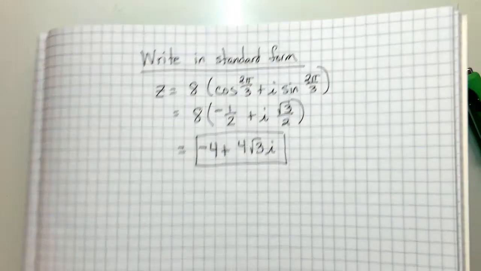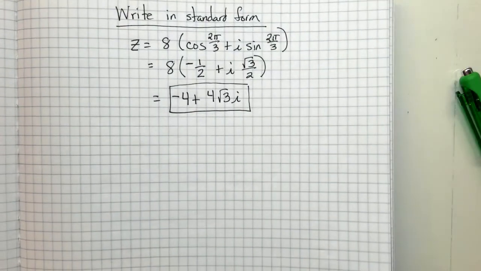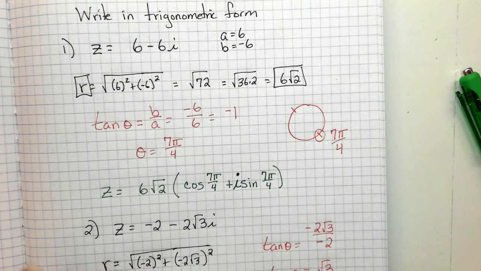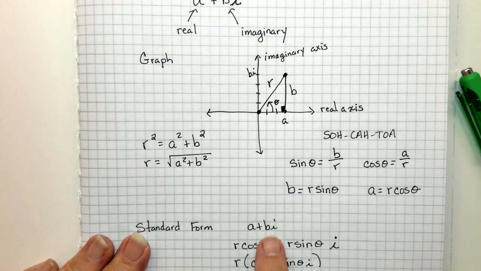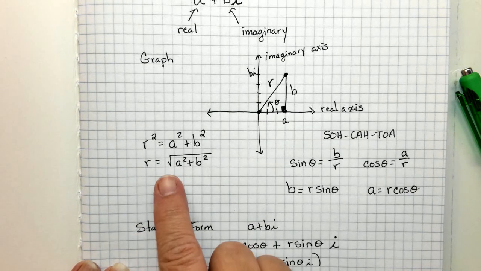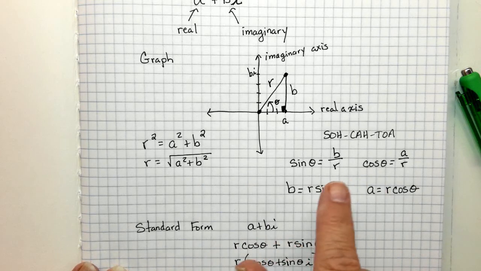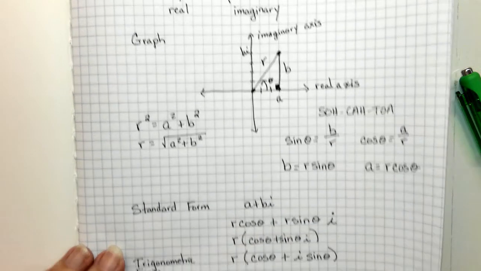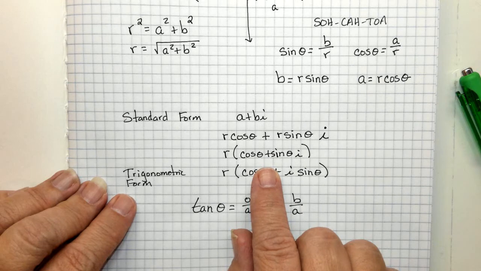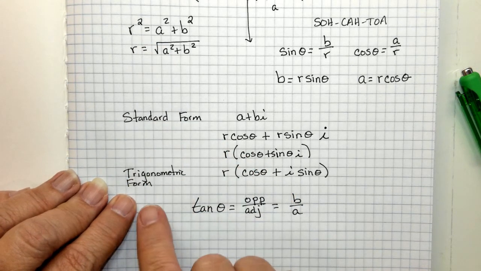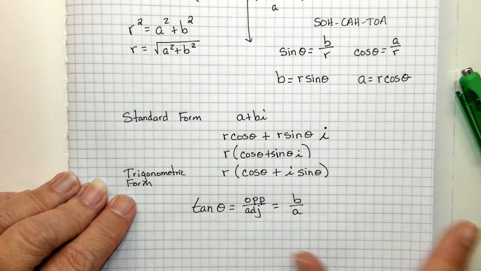Okay, so let's just review what we have done. We have identified these new values, r and theta. And so we're going to be graphing in terms of r and theta instead of x and y. To find r, it's a form of the Pythagorean theorem. To find theta, we're going to use tangent.